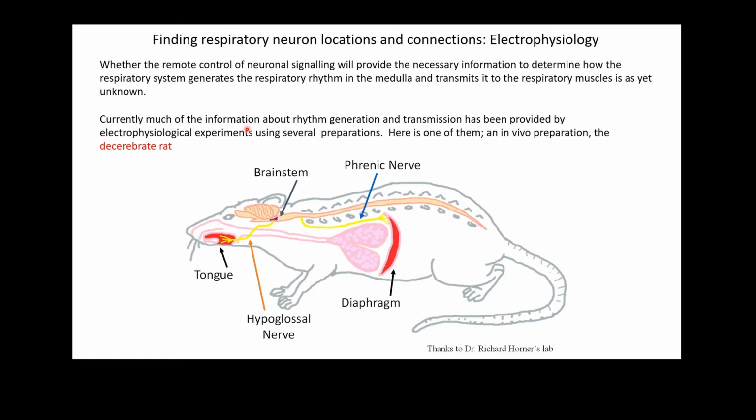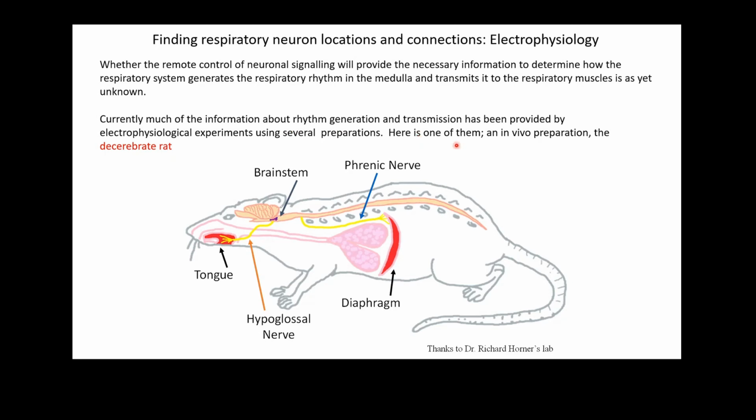But much of the information that we know about rhythm generation and its transmission to the motor neurons in the spinal cord, we've got from electrophysiological experiments over the years, and they use several preparations, and here is one of them. I think one of the things that's happened over the years is that we've moved away from these electrophysiological experiments because they are extremely time-consuming and extremely difficult to do. And these more modern methods are, in a way, easier to manage in a laboratory. You don't have to start your day at 7:30 in the morning and then go home at 3:30 the next morning on the late running TTC.